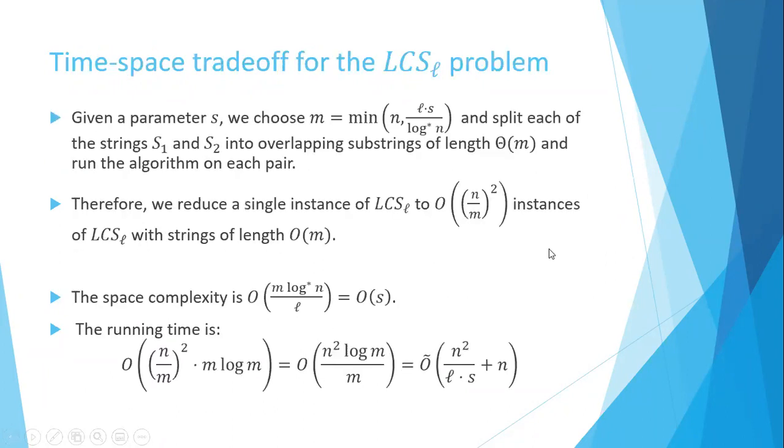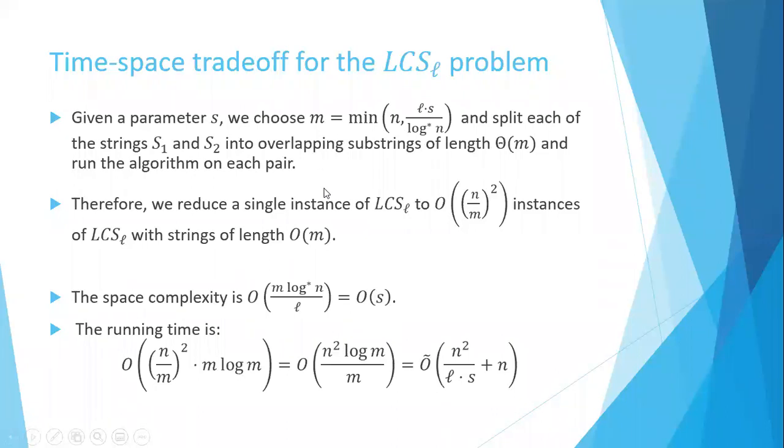So it's very nice. But the thing is, we would like to restrict the space taken by the LCS problem. So we introduced another parameter. We introduced the space-time trade-off for it, and we are taking another parameter S. And the naive idea is to split S1 and S2 into overlapping substrings, just naively, in the size of M, where we take M to be the minimum between N and LS over log star N.